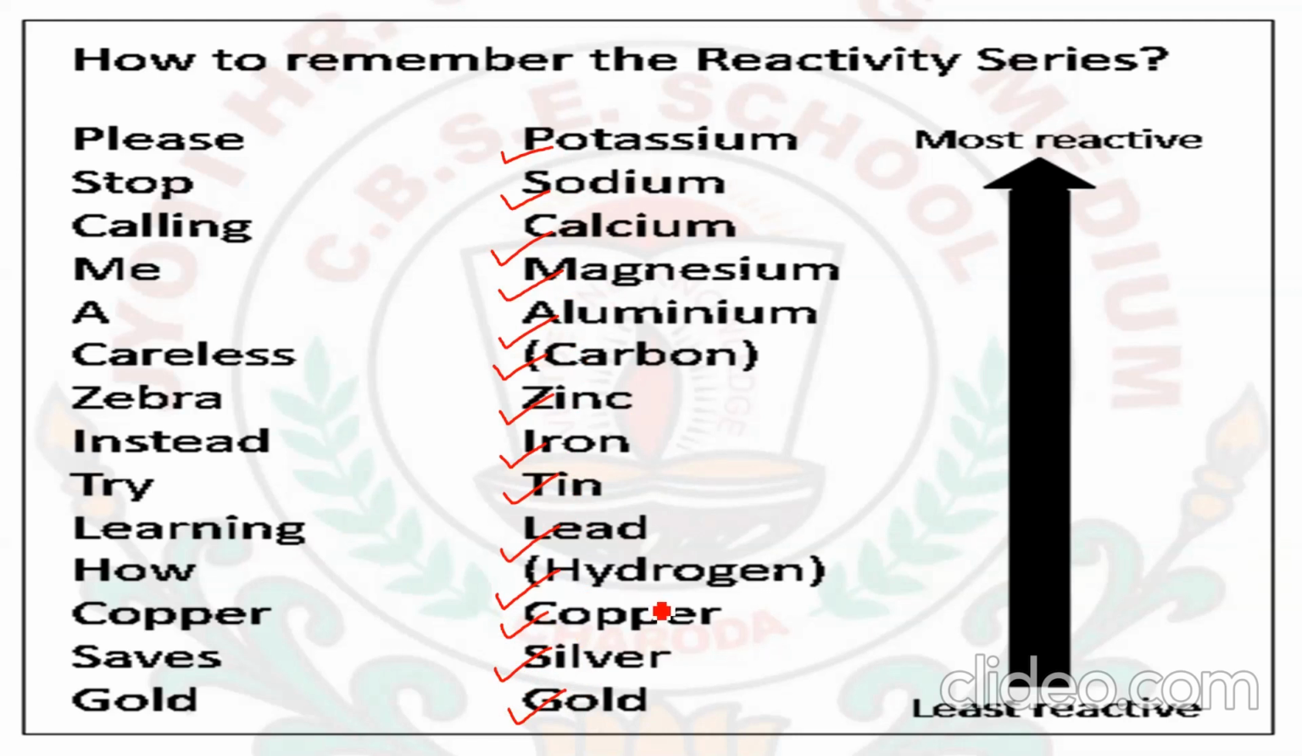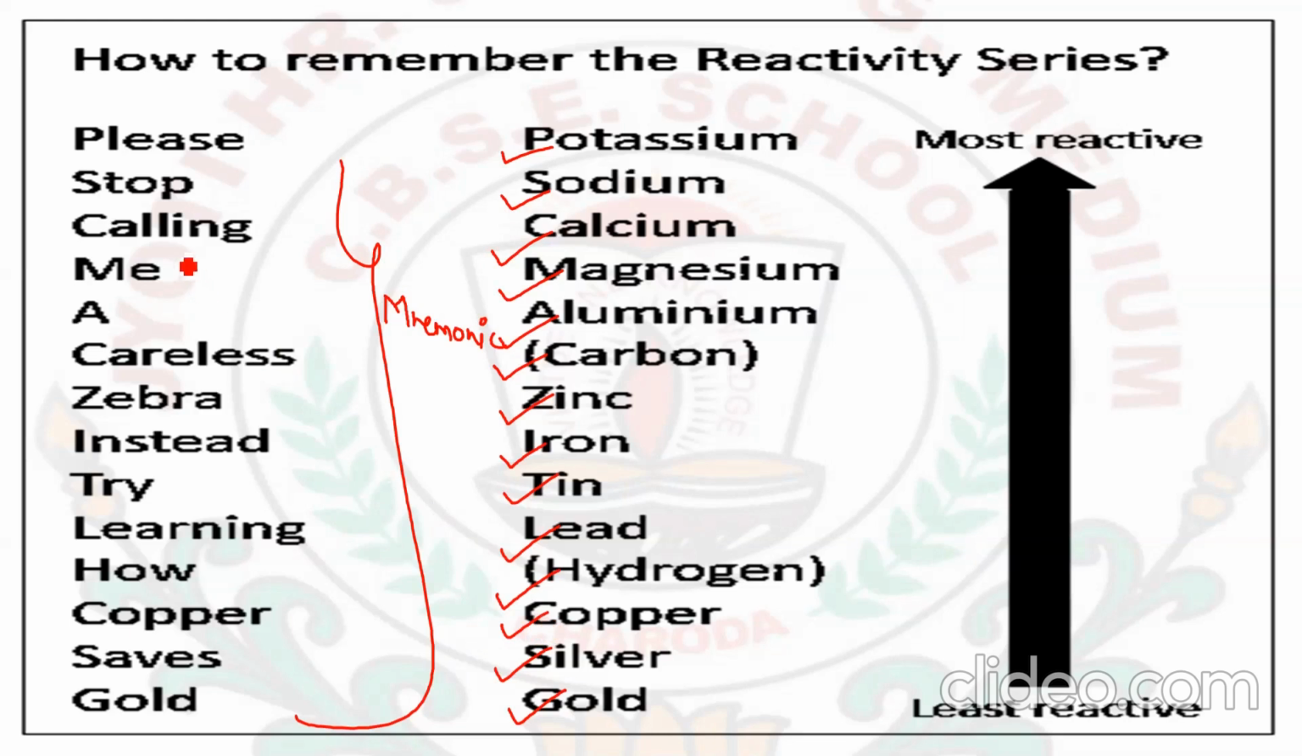To remember these elements in an orderly manner is sometimes very hard. Potassium, sodium, calcium, magnesium, aluminium, carbon, zinc, iron, tin, lead, hydrogen, copper, silver, gold. If it is written in front of you, you can easily read it, but to keep it in your mind is very hard. So in order to remember this, we can use a mnemonic, which is used to remember this series of elements. So what is this mnemonic?